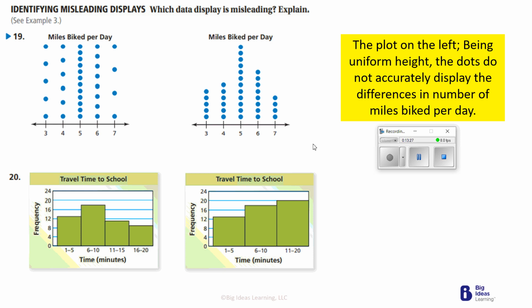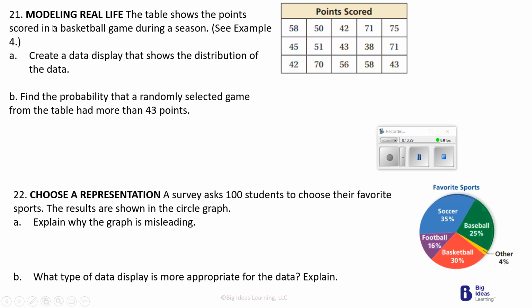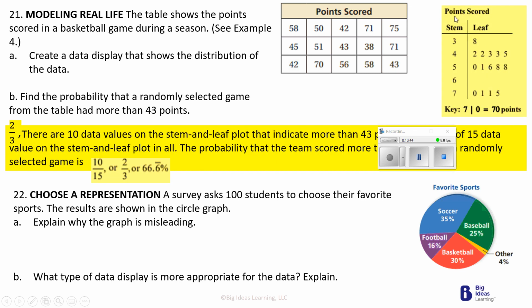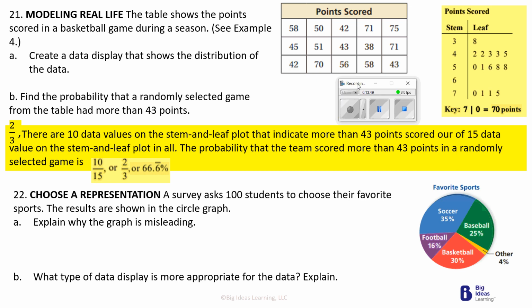Let's go to 21. 21 says, modeling real life, the table shows the points scored in a basketball game during the season. It says create a data display that shows the distribution of the data. Well, we know that we're going to go ahead and use a stem and leaf plot. After we do this, we see over here it says find the probability that a randomly selected game from the table had more than 43 points. And you'd say 2/3.